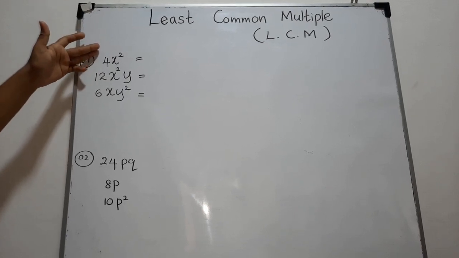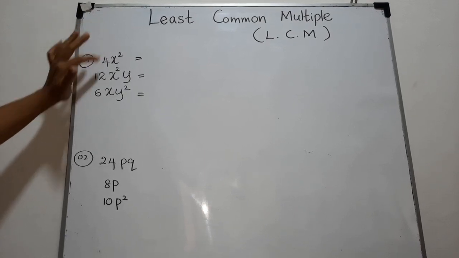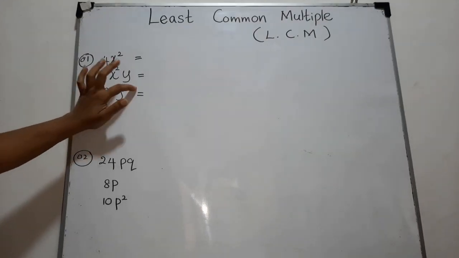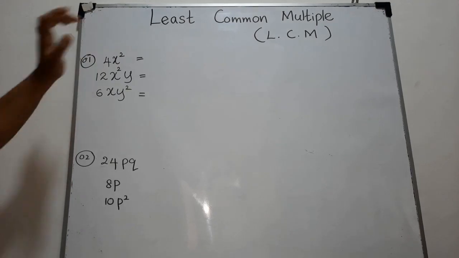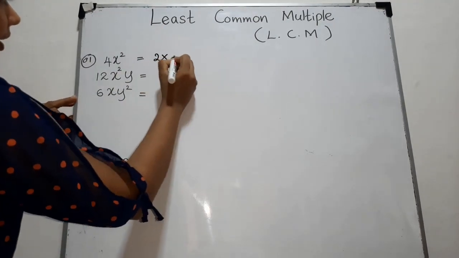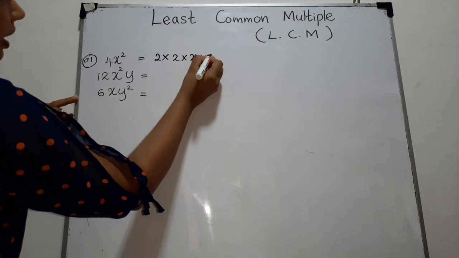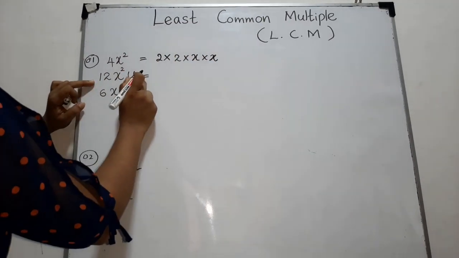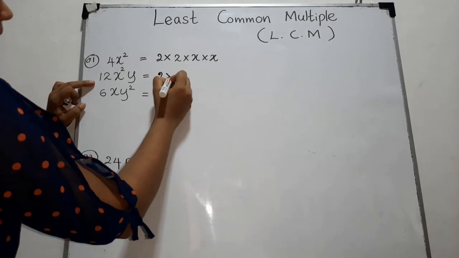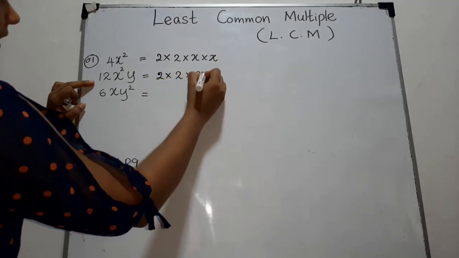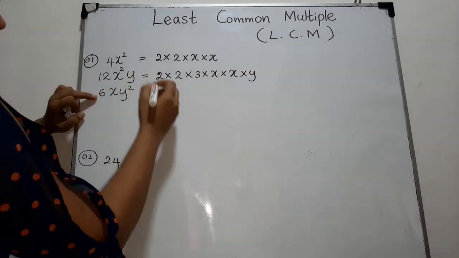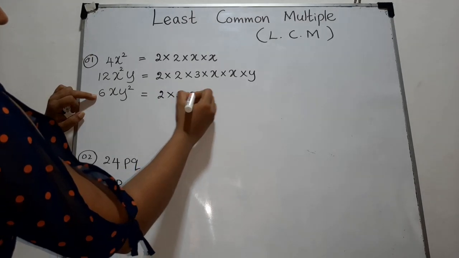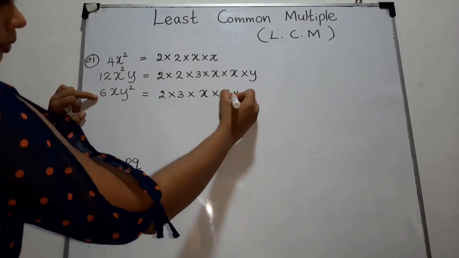Here you are given some algebraic terms: 4x squared, 12x squared y, 6xy squared. First we have to write each term as a product of its factors. Here 4x squared can be written as 2 into 2 into x into x. Then 12x squared y can be written as 2 into 2 into 3 into x into x into y. Then 6xy squared, 2 into 3 into x into y into y.